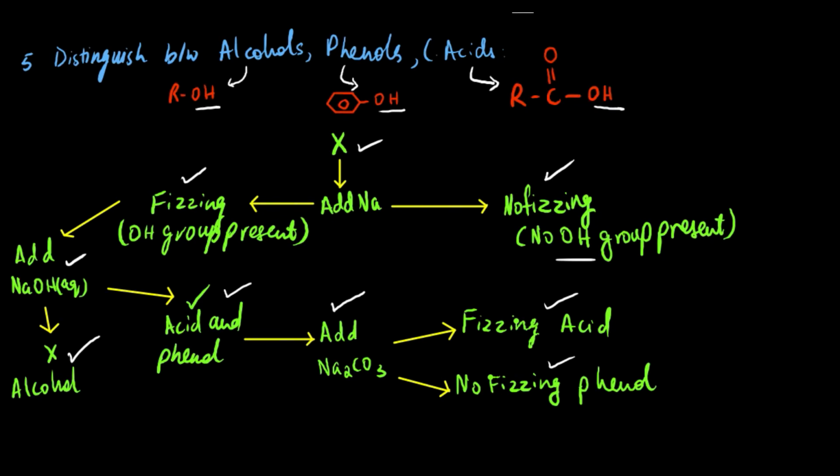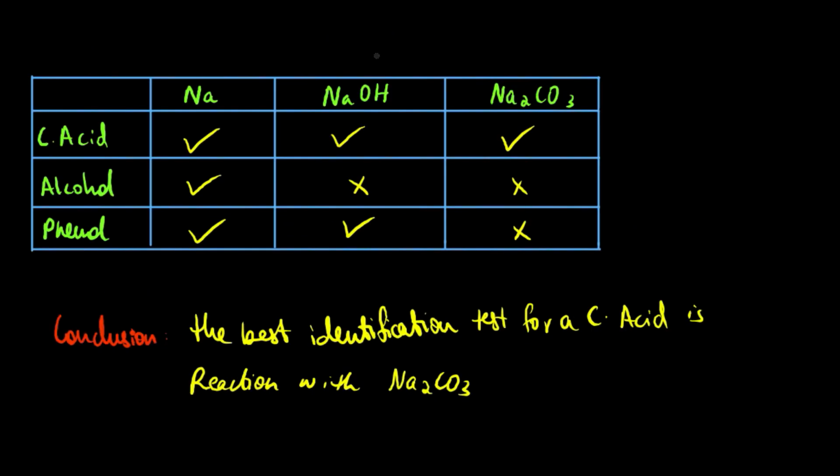To make things easier, I have put this in a table form, so you can clearly see the flowchart has been put in a table form. A carboxylic acid will react with all three reagents, an alcohol will only react with the first reagent, sodium metal, and a phenol will react with all of them except sodium carbonate.